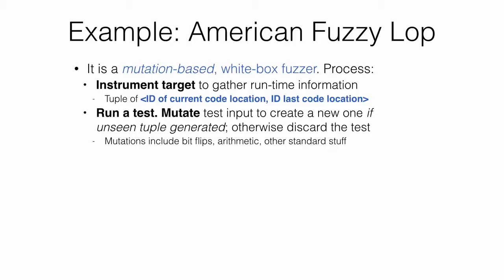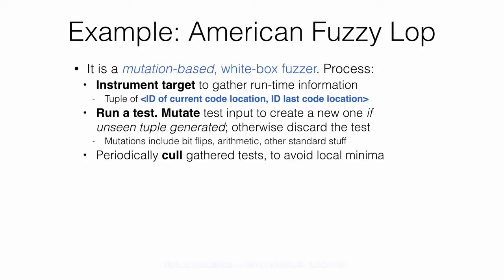With the instrumented program in hand, we run a test, and we mutate the test input to create a new test if an unseen tuple was generated by that test. Otherwise, the test was not useful for covering new spaces of the program, and we simply discard it. Mutations consist of things like bit flips, arithmetic, and other standard sorts of things used by mutation-based fuzzers. After running for a while, American Fuzzy Lop will periodically cull the gathered tests to avoid getting stuck in local minima. In a sense, it will stop making small local changes to tests and instead make one big change to try to jump to a different part of the state space.